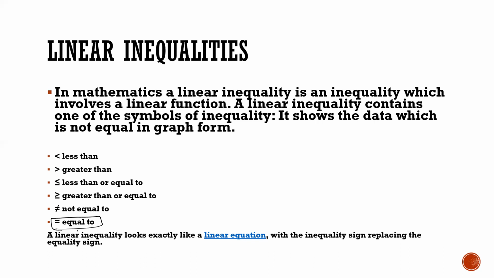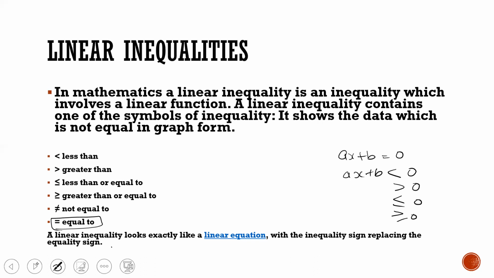When we are talking about equality, the equation is ax plus b equals 0. But when it becomes an inequality, the whole concept changes. It becomes less than 0, or greater than 0, or less than or equal to 0, or greater than or equal to 0, depending on the question. So let's understand how to solve a linear inequality. There are a few things you'll have to understand while solving a linear inequality that I'm going to share with you. Let's take an example.